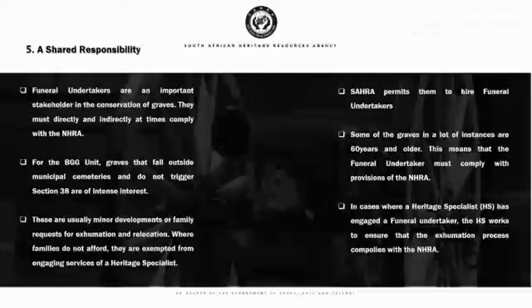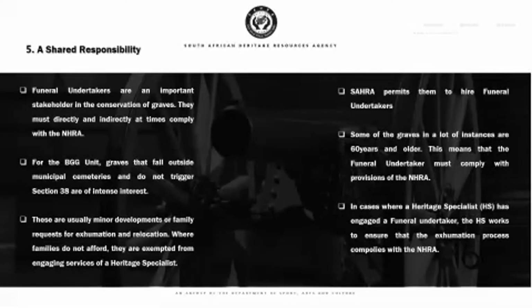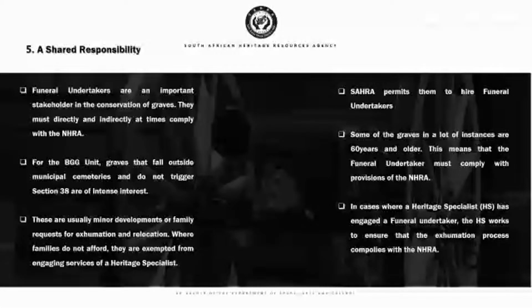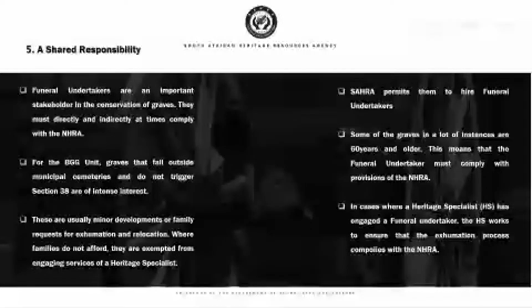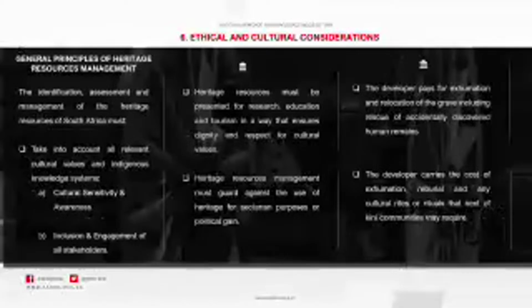And as I've said, these are usually requests for exhumation and relocation. So SAHRA permits them to use funeral undertakers. I've spoken about graves that in a lot of instances are 60 years and older. The undertaker must comply with the NHRA. I think we've looked at that, the indirect part of the compliance.